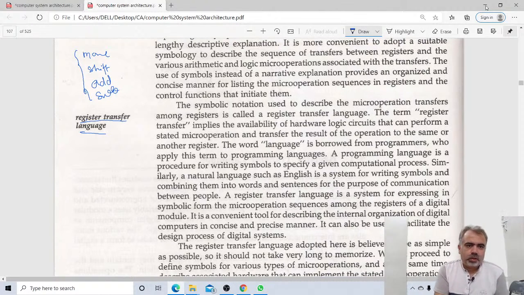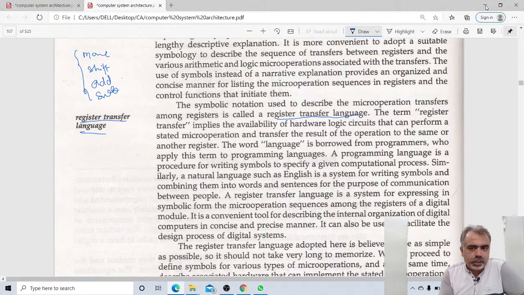There is a way to give this kind of instruction to the computer, and the symbolic notation used to describe the micro operation transfer among registers is called register transfer language. This is called the register transfer language, RTL. Although people sometimes misunderstand that RTL is a kind of language, no, RTL is not a kind of language. It is just a symbolic notation.